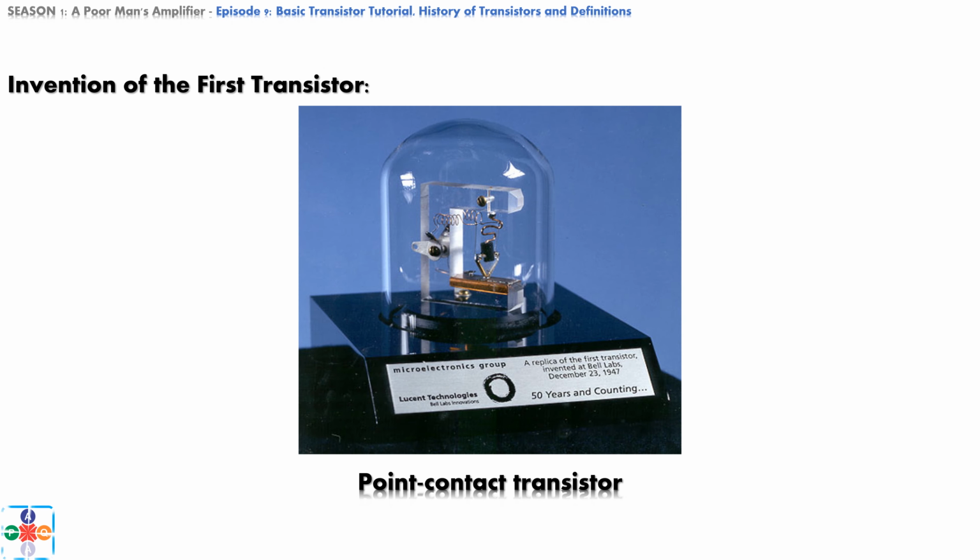The first working transistor, known as the point contact transistor, was successfully demonstrated on December 23, 1947, at Bell Laboratories by John Bardeen, Walter Brattain, and William Shockley.